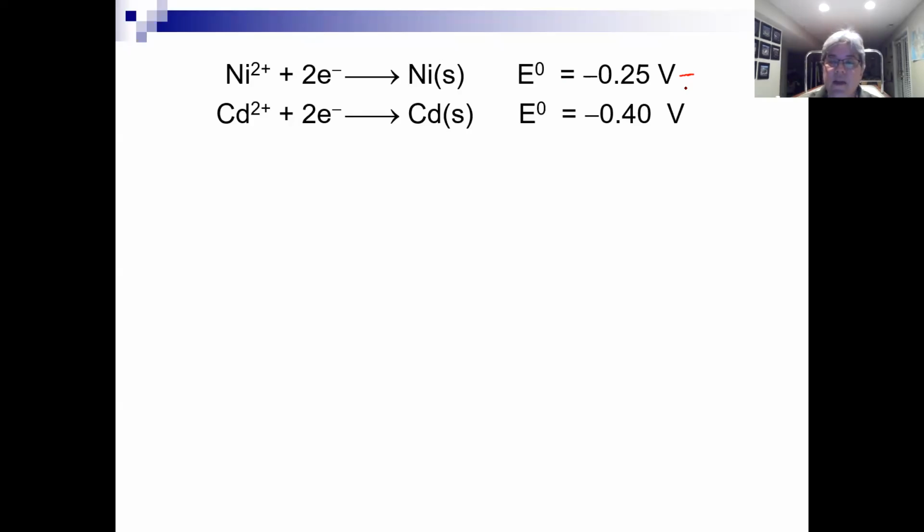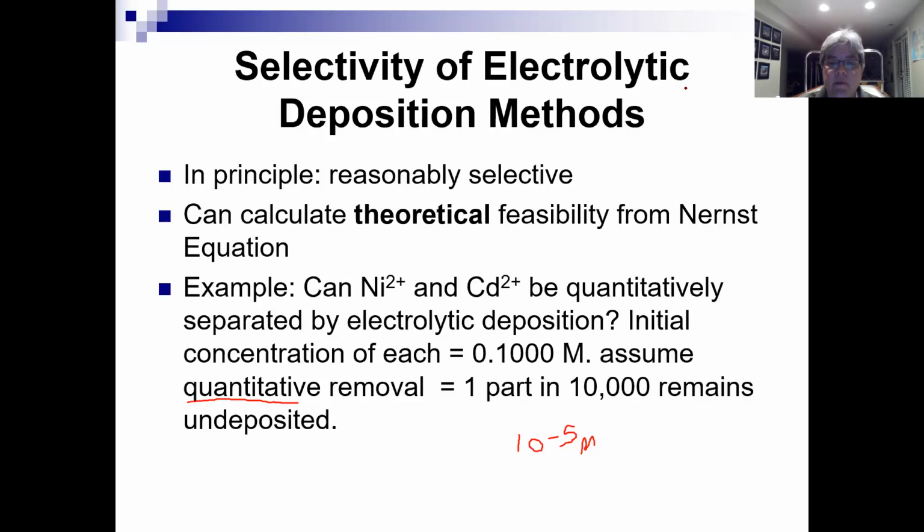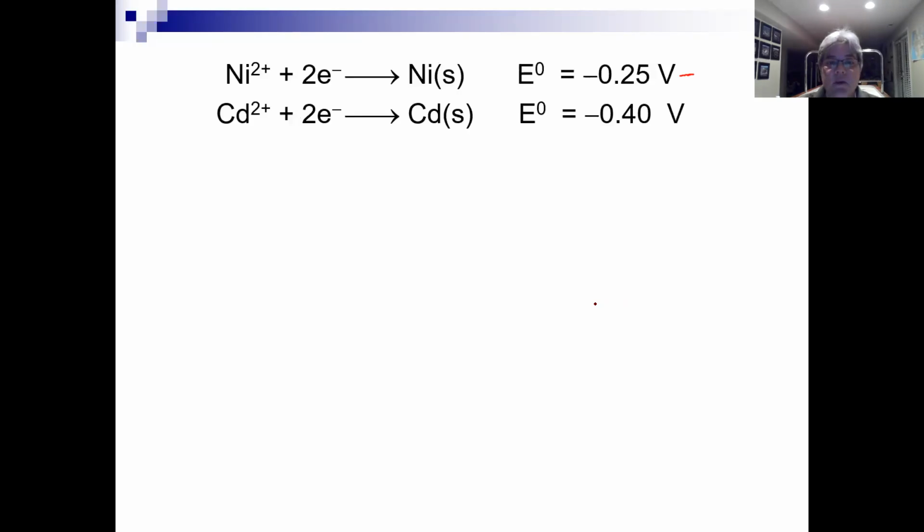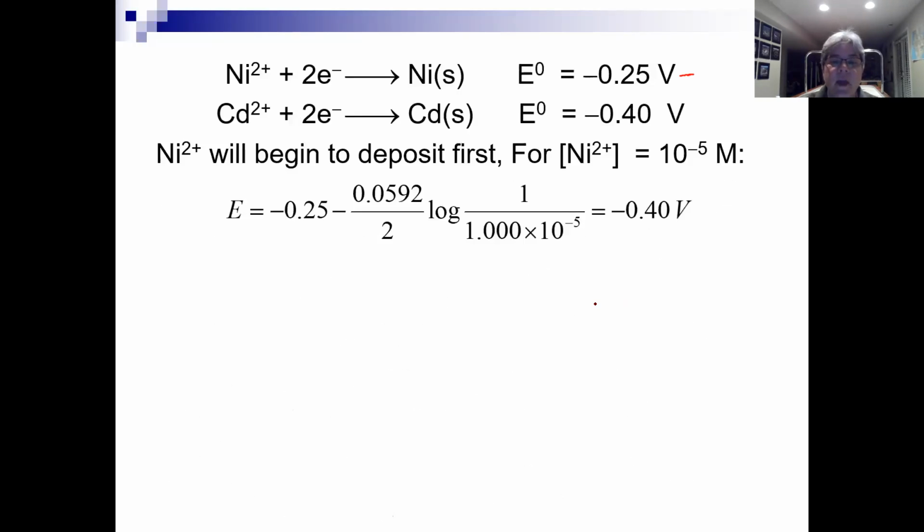So I need to calculate what E I need to deposit all of the nickel. Remember we said all of the nickel means the final concentration is 10 to the minus 5. So we use simple Nernst. It's going to be E0 minus 0.0592 over n, which is 2, times log of 1 over 1 times 10 to the minus 5. And I get minus 0.40 volts. So that's the potential I need to get all the nickel out.